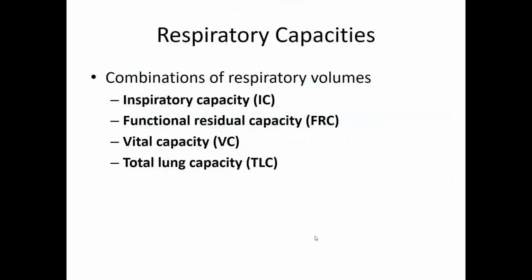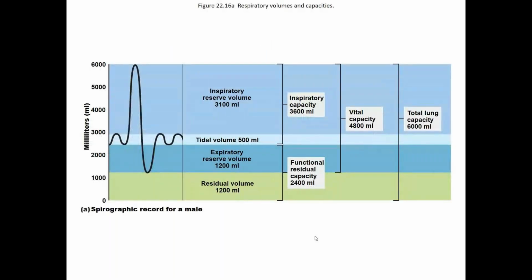We can take those various volumes and combine them to put together maybe more functional terms, here we'll call capacities. So this is the inspiratory capacity, the functional residual capacity, the vital capacity, and total lung capacity. And the easiest way for us to look at that is to use spirometry here. Spirometry is just the method by which we measure volumes of air in and out of your lungs.